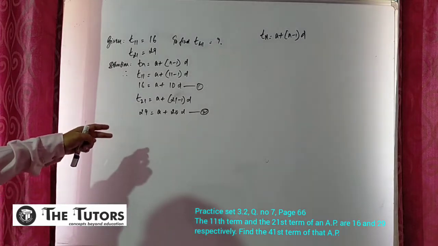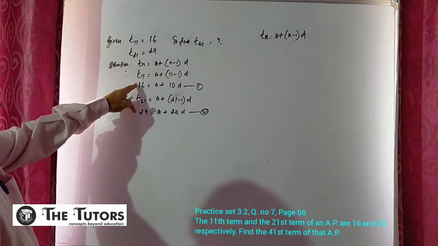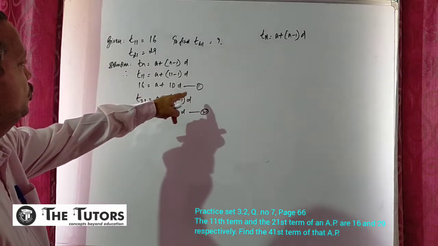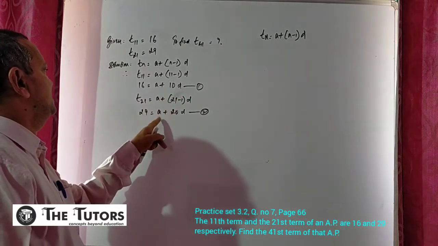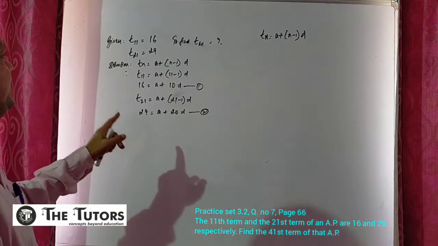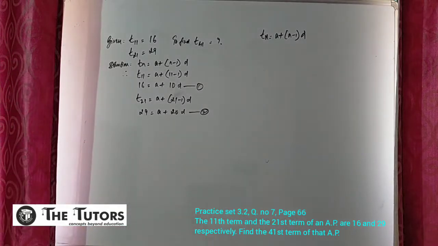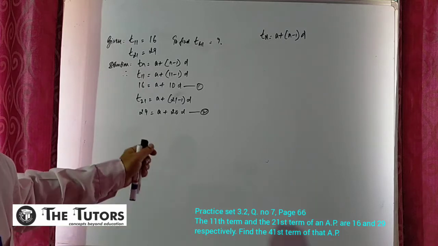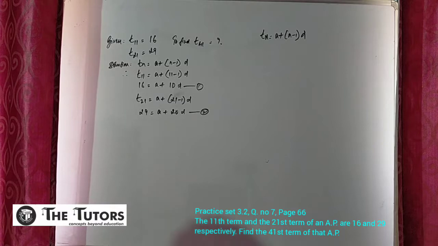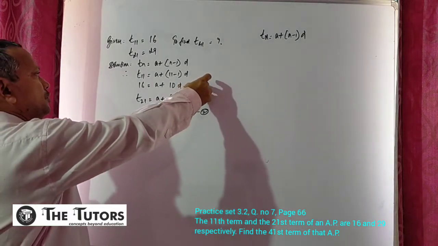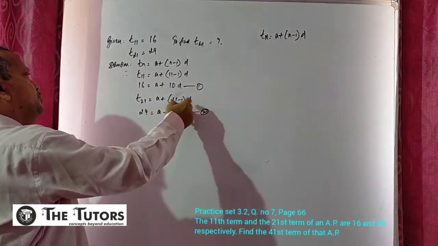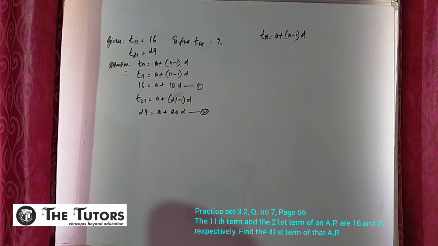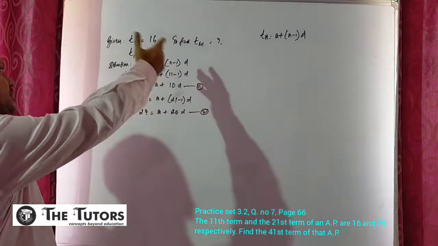Now, T11 was 16, T21 was 29. We got two formulas: a plus 10d is equal to 16, a plus 20d is equal to 29. Is something familiar coming to you here? You can see equation number 1 and equation number 2 are related to each other by linear equation with two variables.